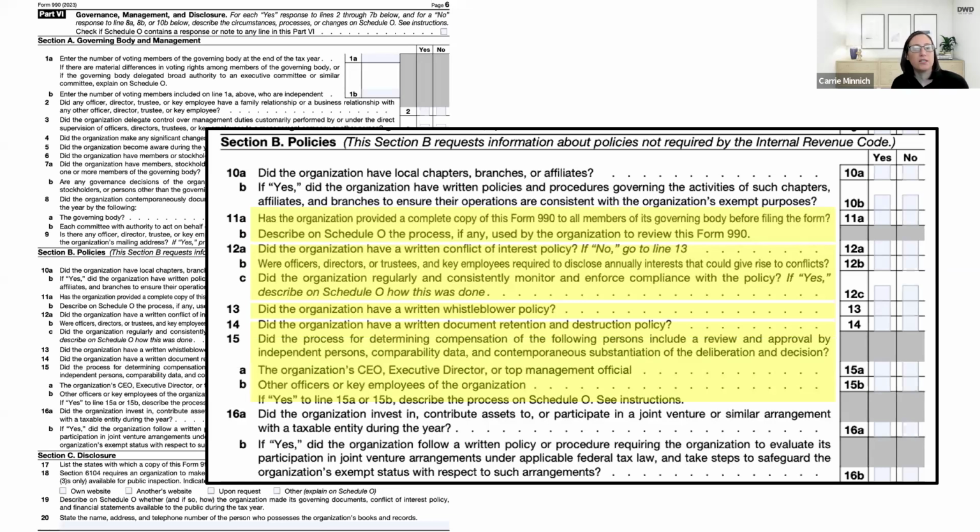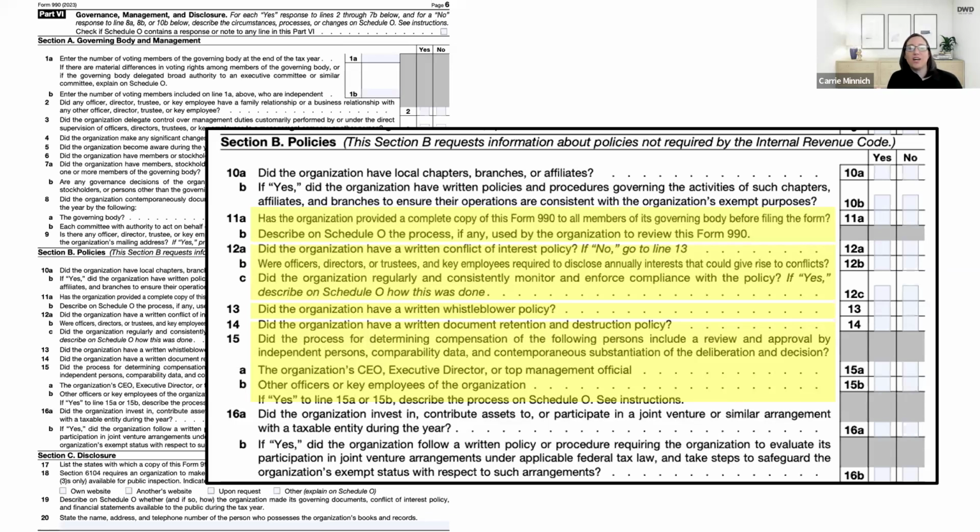Number 15 talks about the process for determining compensation of your executive director or CEO, and then any other key employees as well. So the IRS is very focused on making sure nonprofit CEOs and executive directors are not paid an excessive amount. Now, around here in Northeast Indiana, that's usually not an issue.